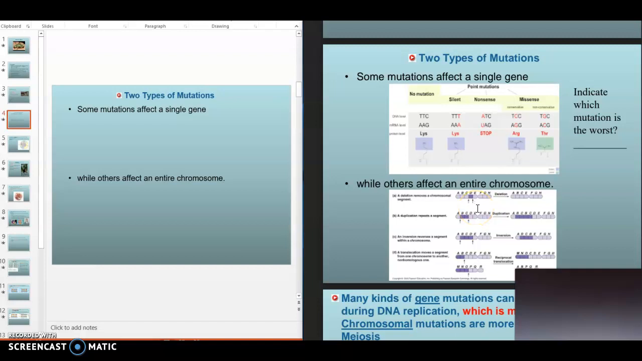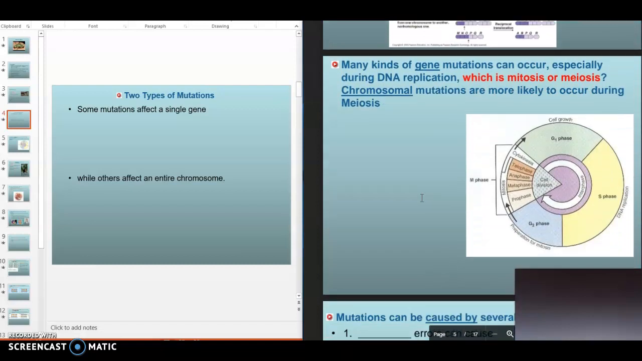chromosomal mutations. With chromosomal mutations, it's not just messing with one base or one codon. It's messing with the entire gene or several genes all at once. So instead of having one gene that's messed up, you may have anywhere from a few to hundreds messed up. Which one is the worst? By far, it would be chromosome mutation. So in this block over here, you would write chromosome mutations.